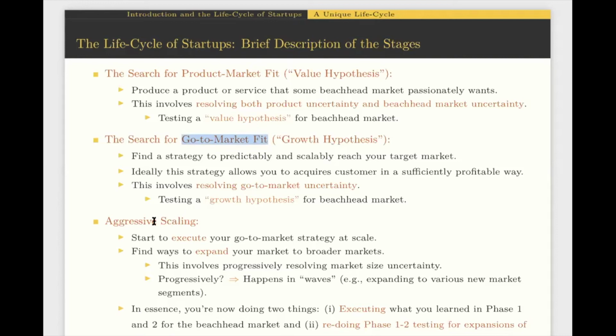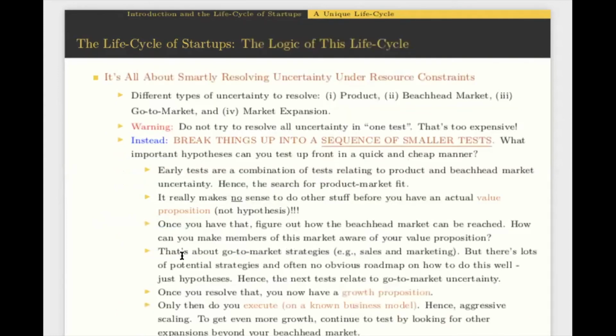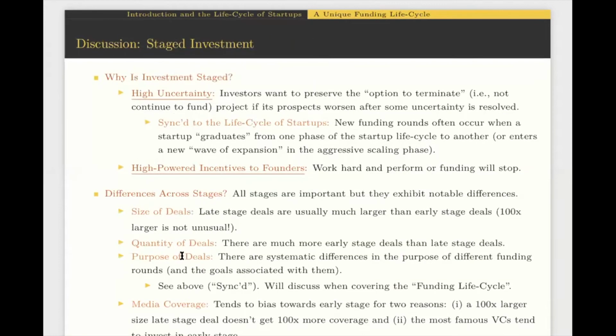And then, similarly, if you wait till you solve go-to-market fit before you raise the funding that you need to be able to finance aggressive scaling, then when you enter the aggressive scaling stage, you'll again have to sell less of your company to get this $10 million to finance aggressive scaling, right? So that's one advantage associated with staged investment.